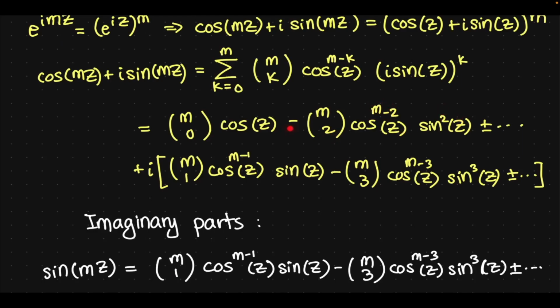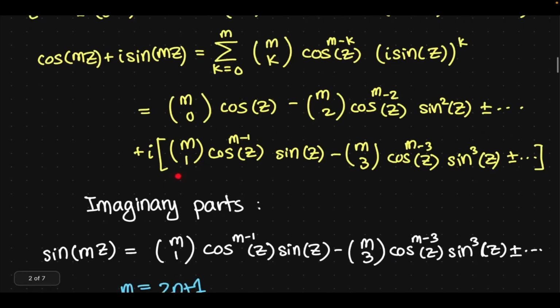It's because we square the i in the second m choose k term. And then plus or minus and so on, because we're going to alternate if you look at the pattern, because i to the 0 is 1, i squared is minus 1, i to the 4th is going to be the next term, which is 1, and then i to the 6th is going to be minus 1. So you see there's a pattern of alternating plus and minus. That's why I have the plus and minus dot dot dot.